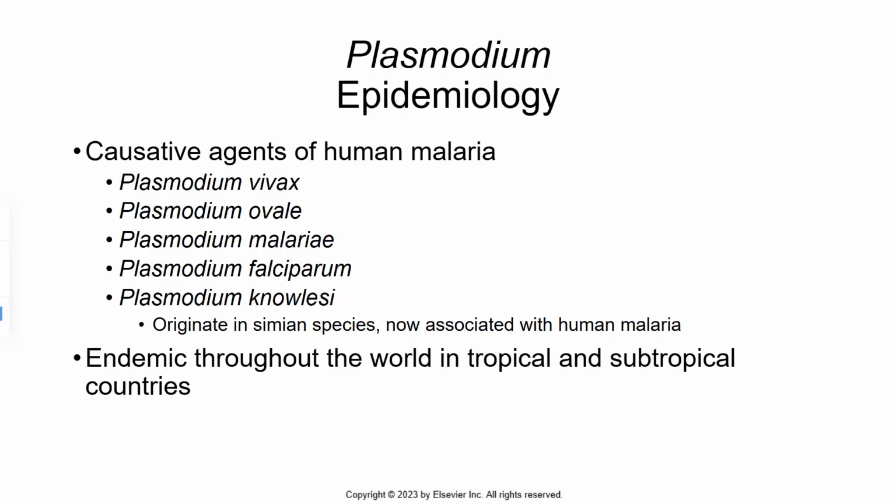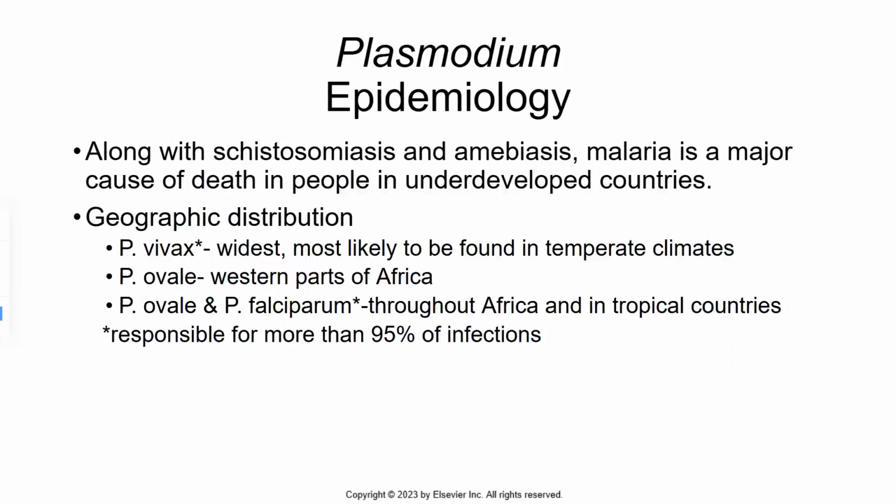So starting off with Plasmodium. Plasmodium causes malaria, and there are 5 different species that are relevant here. So Plasmodium vivax, ovale, malariae, and falciparum are the 4 main ones. And then Plasmodium knowlesi originated in simian species, in other words, primates, and is now associated with human malaria. They're endemic throughout the world in tropical and subtropical countries. Along with schistosomiasis and amoebiasis, malaria is a major cause of death in people in underdeveloped countries.